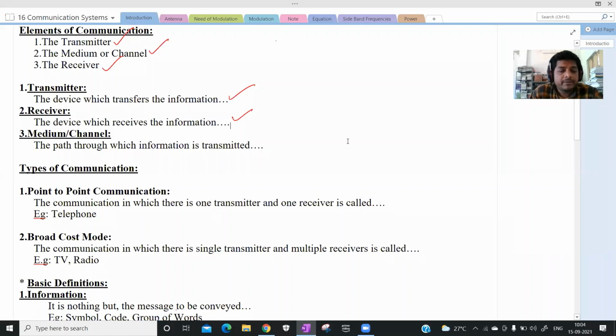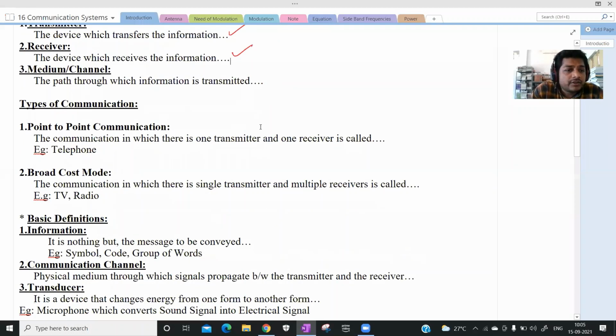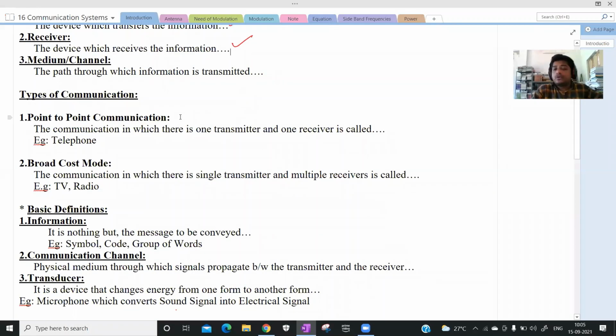So we have different types of medium to transfer the information: optical fibers, and we can directly send it through air. We can send the information in the form of electromagnetic waves. Next, types of communication systems. We have two types: one is point-to-point communication, and the second is broadcast mode.